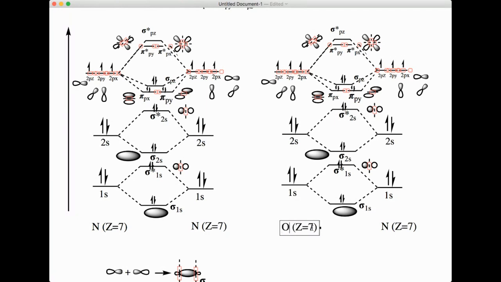So the atomic number of oxygen is 8. Okay. So the electronic configuration of oxygen would be 1s2, 2s2, 2p4. So I need to add one electron in the p orbitals. Okay. So right here, I'm going to add 1.